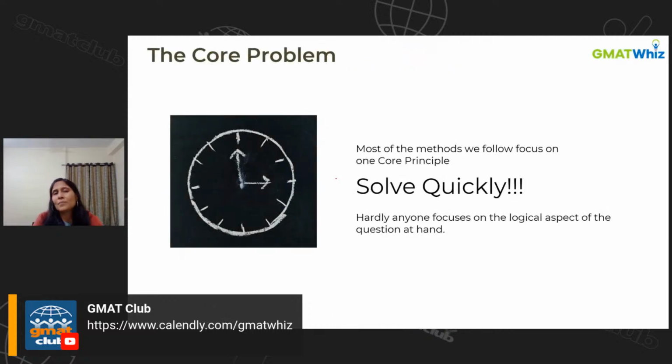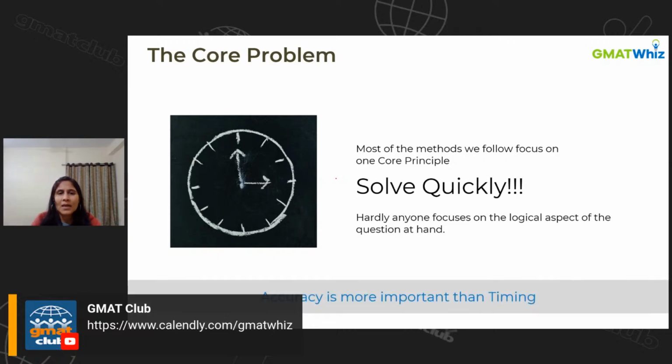The problem that most of you might have faced here, or might face, is that you don't follow a method. You're focusing on time. You want to solve it quickly, but you try to crunch time by rushing through the stimulus, and that's the problem. So focus on the logic, focus on the correlation in the stimulus, and that's going to help you solve the problems. Accuracy is more important than timing. You will achieve timing, but first accuracy.